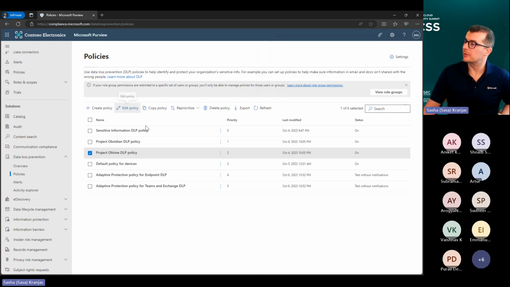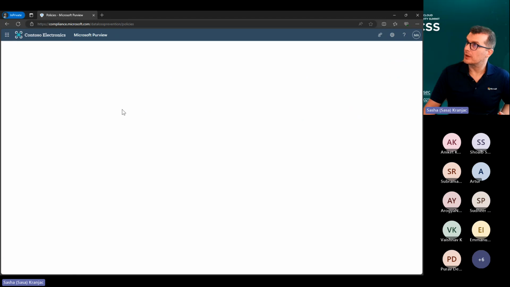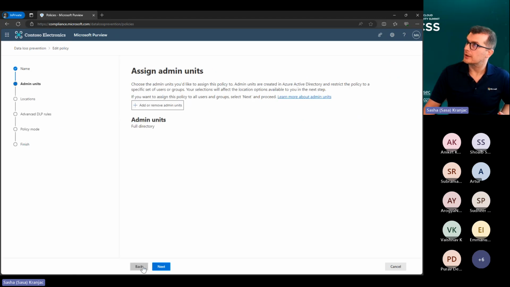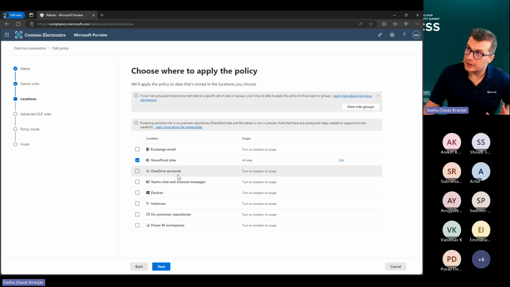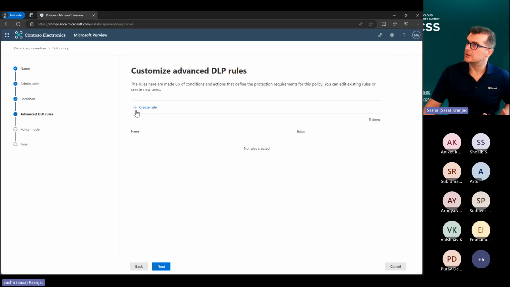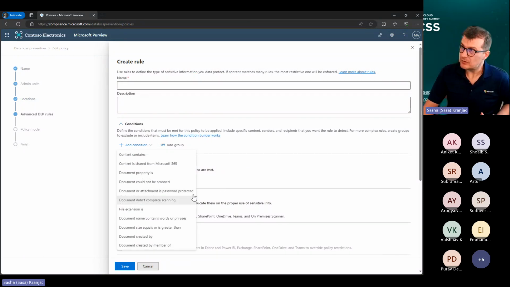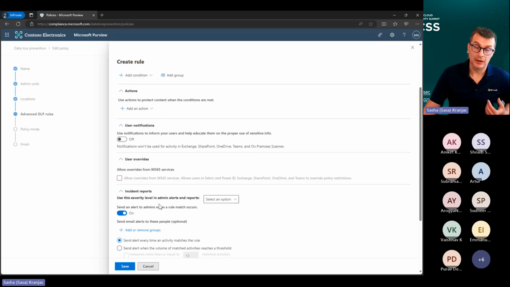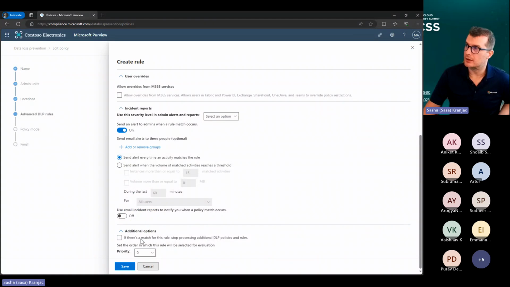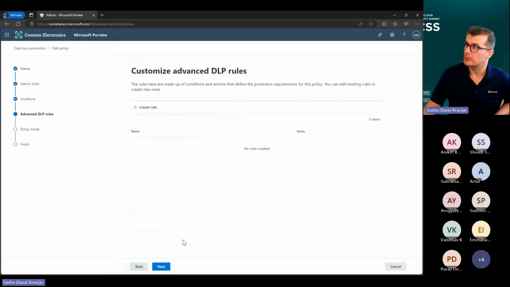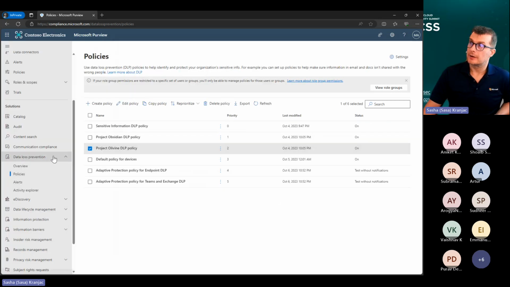We can in fact edit the policy and see what that policy does, and where it's applied: SharePoint, OneDrive, Teams, devices, different instances. These are different advanced policies that we can use, with different conditions, the documents or files that can be scanned or tagged and protected, and the actions that we can define once the DLP policy finds a match.